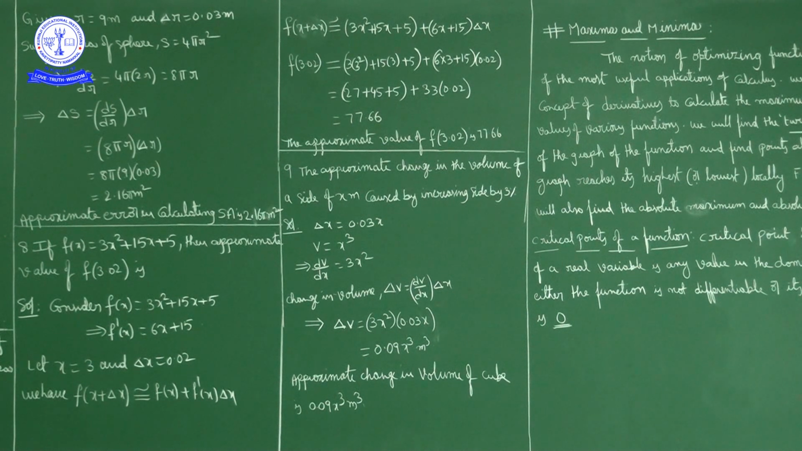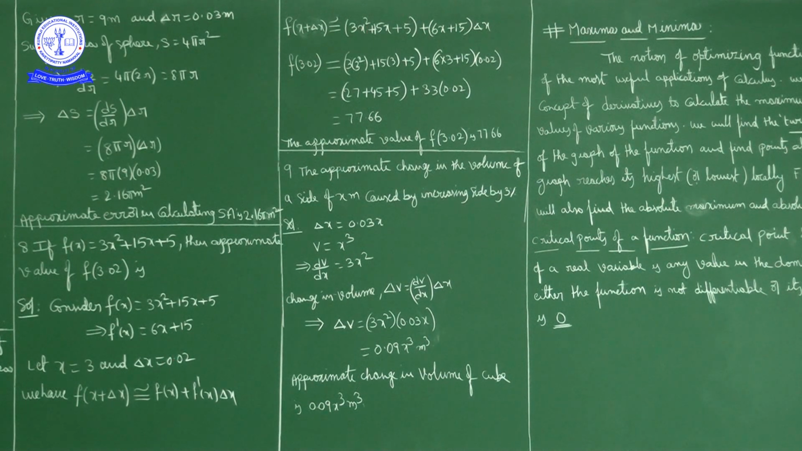Where x value is 3 and delta x value is 0.02, because we have to find f of 3.02. Now we have the condition that f of x plus delta x is equivalent to f of x plus f dash of x into delta x. Now f of x is 3x square plus 15x plus 5, f dash of x is 6x plus 15, and delta x is 0.02.